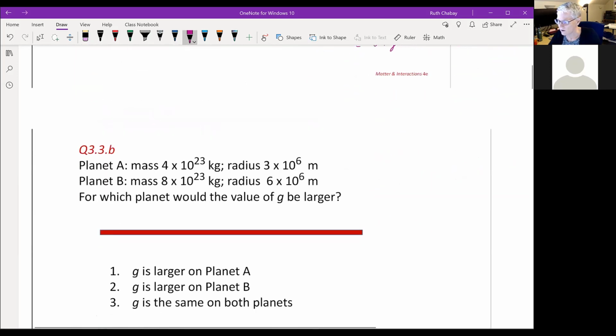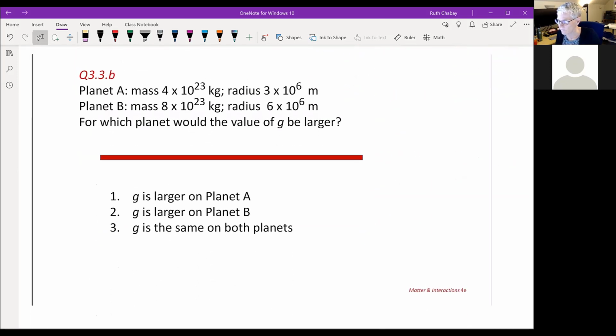Now we need to take into account both the radius and the mass, right? So here's a question. If we have planet A with a mass of 4 times 10 to the 23rd kilograms and a radius of 3 times 10 to the 6 meters, and planet B has twice the mass and twice the radius, so it's bigger in both dimensions, which planet has a larger value of g?